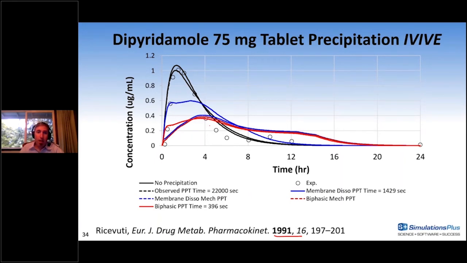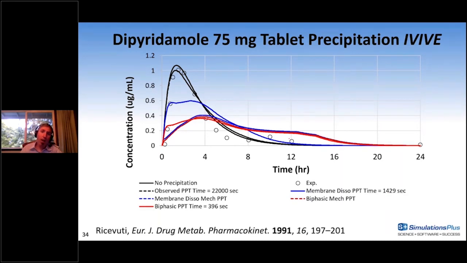And then the best prediction that we found from the in vitro data was the membrane dissolution precipitation time of 14.29 seconds in this case. The other mechanistic nucleation and growth parameters and the other biphasic first order precipitation time parameters really didn't do a good job of predicting the Cmax and AUC, as you can see here. So in the case of dipyridamole, all the in vitro parameters are over predictive.